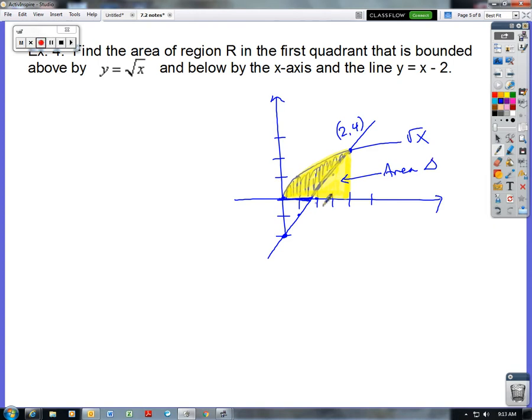In fact, let's do that. That's a 2 by 2, so the area is 2. See how fast that is? And then this integral is going to be pretty quick. The integral from 0 to 4 of root x dx. That's all there is to it.